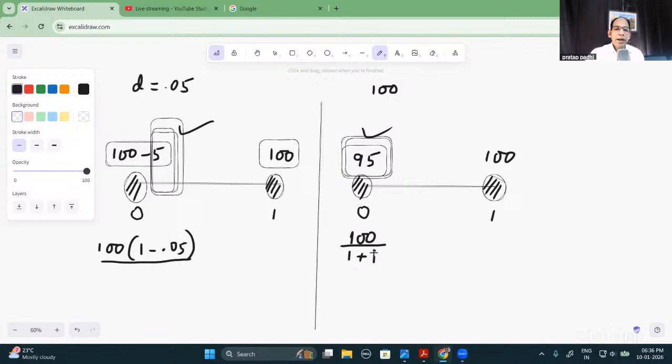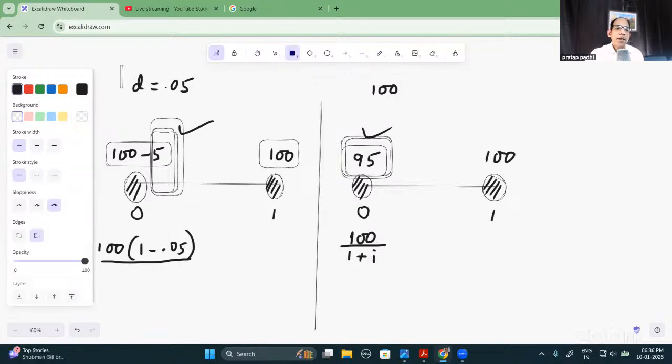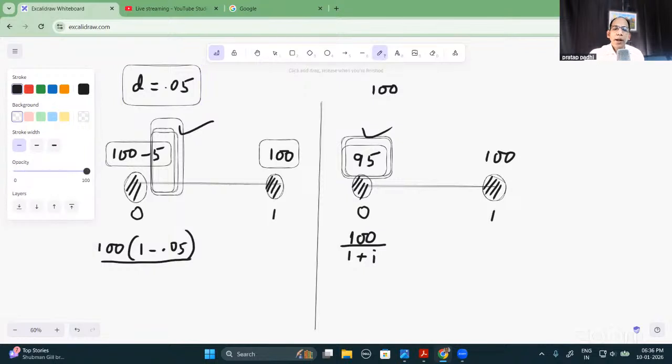And if you want to find i here, you have to find it from d. Then you can apply it here, or you can find it this way also. You write 95 multiplied by 1 plus i is equal to 100. You solve, you find i. So that way i and d are connected.